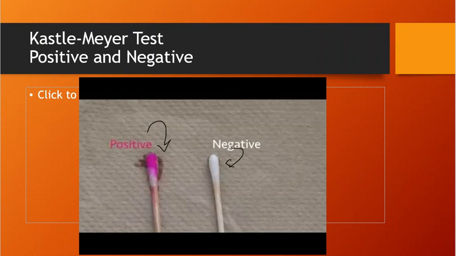Okay, so that's the story with the Kastle-Meyer test. That's only one test, though, that we can do on a possible blood sample to figure out if it really is blood or not. So in the upcoming videos, we'll talk about some of the other options that we might use, as a forensic chemist or a forensic technician, to be able to detect the presence of blood and to see if maybe a stain is actually blood or not.